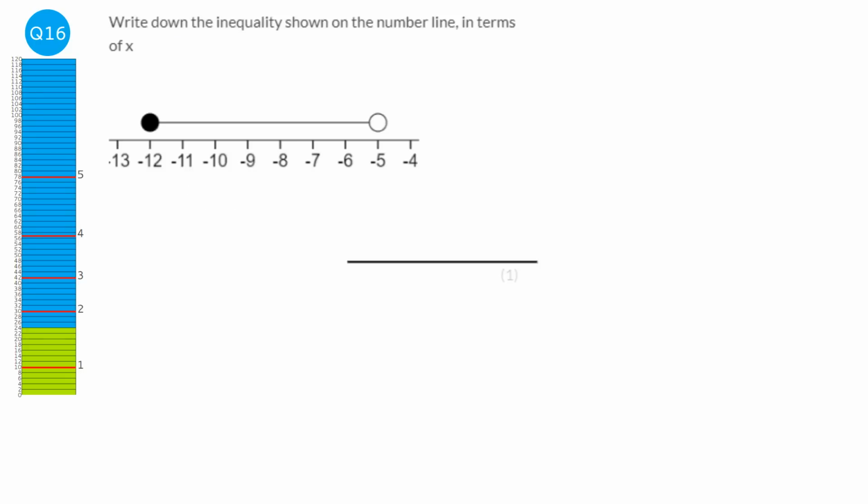We're going to start off by writing the numbers that the dots are at. So we've got minus 12 and we've got minus 5. And x is anywhere between those. Now, it's obviously going to be greater than minus 12, and it's going to be less than minus 5. But it can equal minus 12, and the reason for that is it's a filled-in dot. But it can't equal minus 5 because that is a hollow dot.